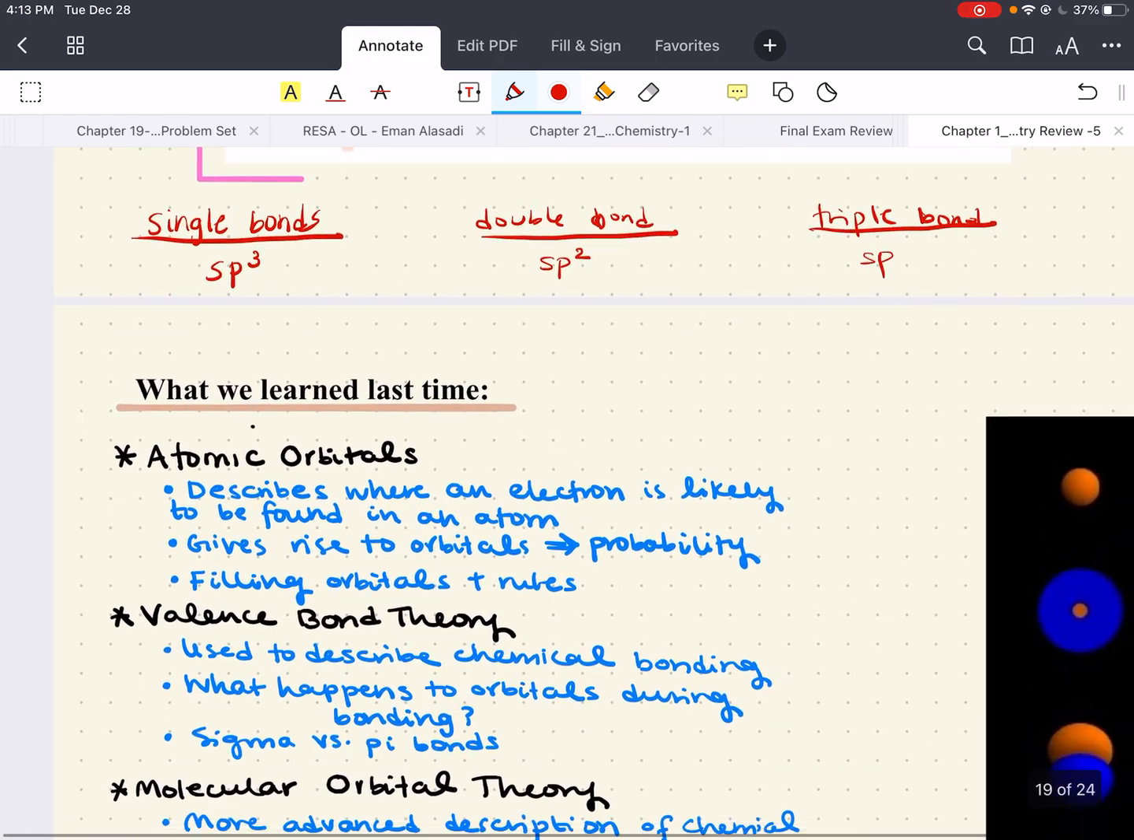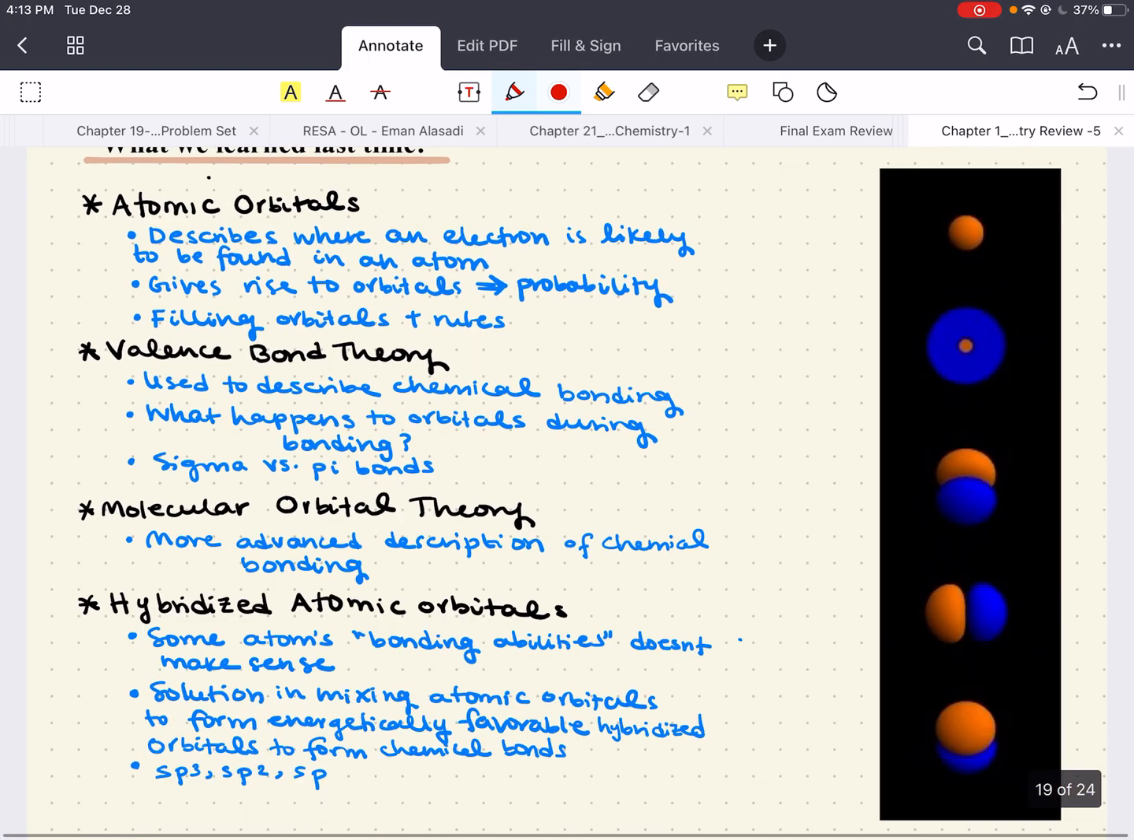Okay, so just to summarize, so far conceptually we've talked about atomic orbitals and how they describe where an electron is likely to be found in an atom. This gives rise to our s, p, d, f orbitals. We also learned the 3 principles of how to fill orbitals properly: our Pauli exclusion, our Aufbau principle, and our Hund's rule are all used to help us fill atomic orbitals for atoms appropriately. Then we talked about valence bond theory and how it's used to describe chemical bonding, what happens to orbitals during bonding, and we defined sigma and pi bonds.